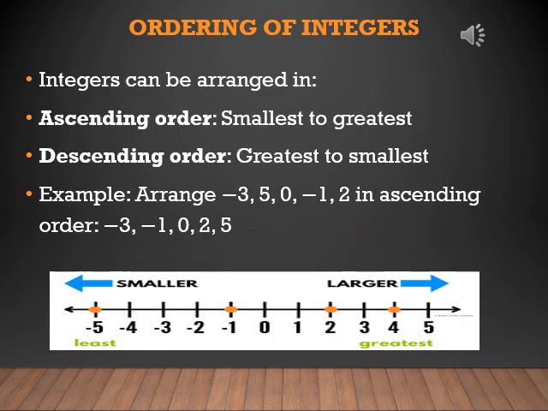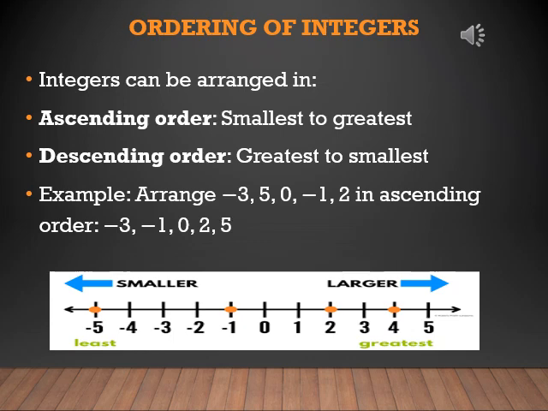Ordering integers means arranging them from smallest to greatest or from greatest to smallest. To do this, we use the number line. The number further to the left is smaller. The number further to the right is greater. Ordering in ascending order, put the numbers on the number line. Start reading them from left to right.